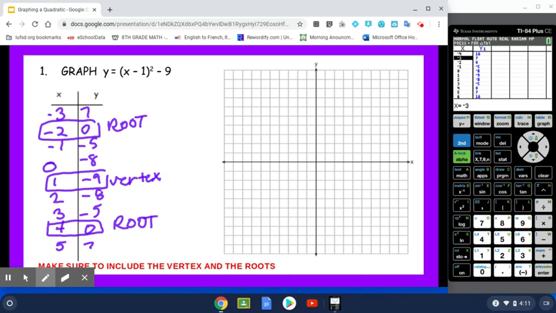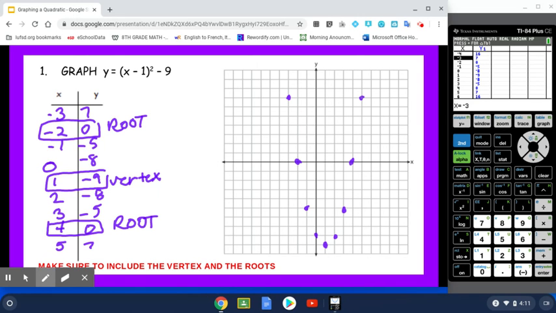Okay? So we're going to plot those points, -3, 7. So you go left 3, up 7. -2, 0. Go left 2, up 0. -1, -5. Left 1, down 5. 0, -8. 1, -9. 2, -8. 3, -5. 4, 0. And 5, 7.